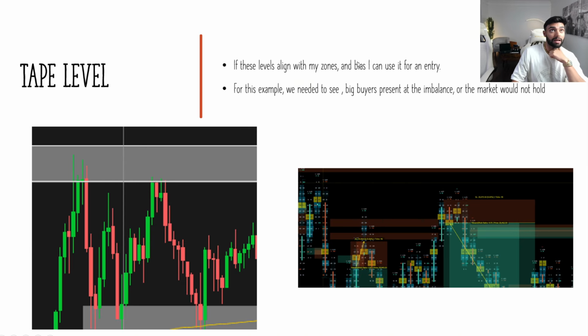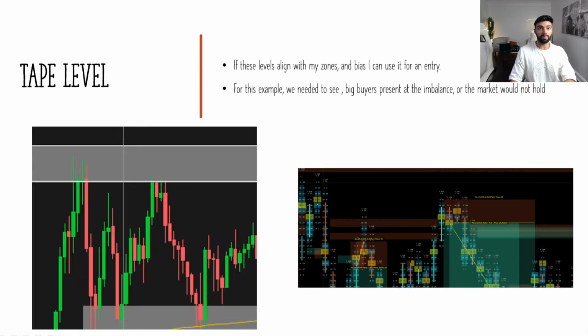So these levels align with my zones again and buy, so I can use it for an entry. For this example, we needed to see big buyers present at the imbalance or the market would not hold. This right here in supply, we came back in, we tested supply where we had massive sell imbalances, and we did not see a lot of volume, right? Until the volume died off, so the move down started to happen. So it confirms my bias, it confirms the strength, and it does a lot of different things.